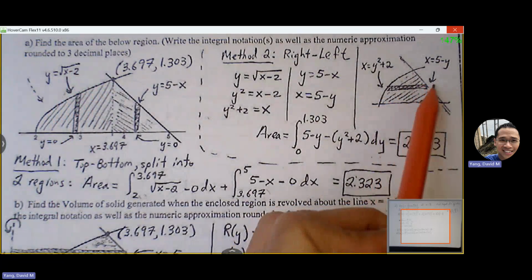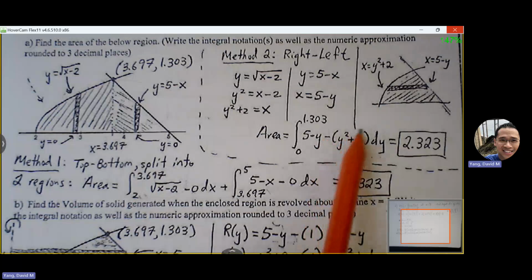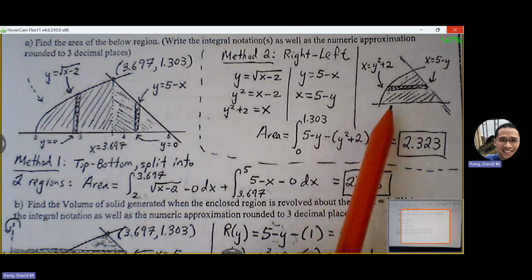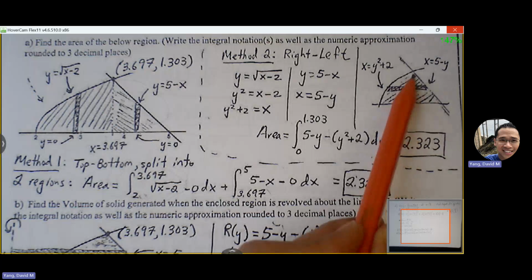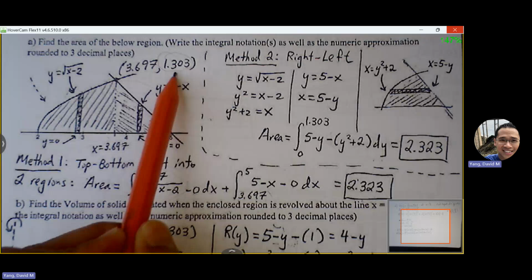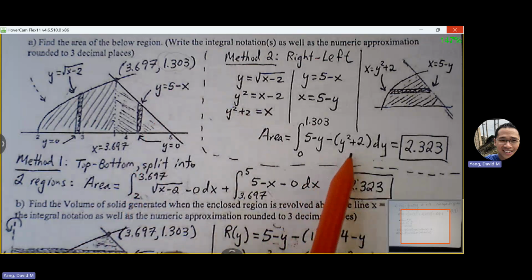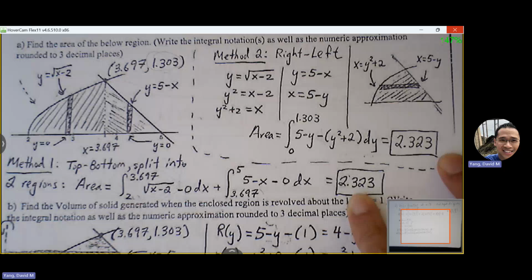Right minus left, 5 minus y minus parentheses, y squared plus 2. Make sure you put the parentheses here. And then we're going to go from the lowest to the highest y value. The lowest y value of the shaded region is 0. The highest y value we found when we did the intersection ordered pair, 1.303. Insert that in the calculator. We should get the same answer, 2.323.